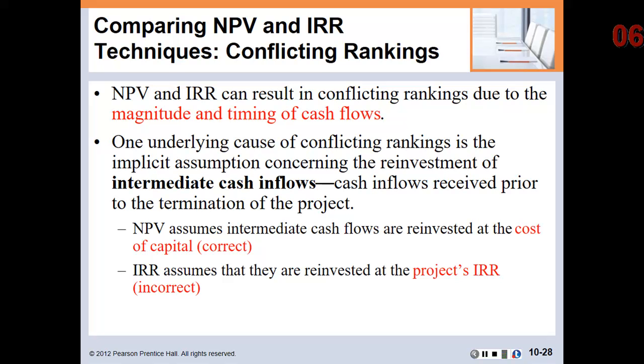Now, one other thing that you need to be familiar with here is what happens to the intermediate cash flows. What are the assumptions that these two methods use? And you can tell, since we're talking about net present value and internal rate of return, those are typically the two, I guess, most technically correct methods, although we'll talk about one that is actually the most correct.